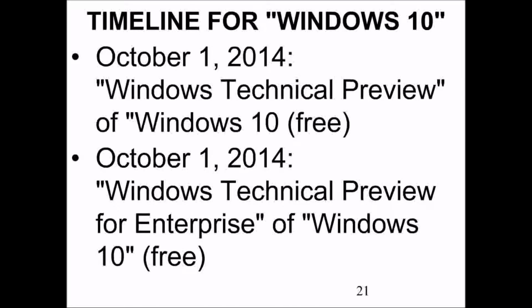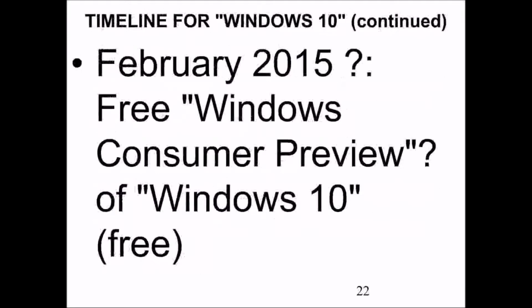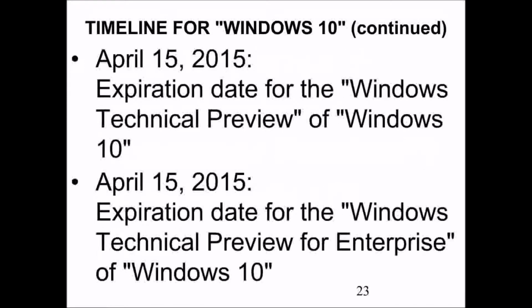People are always asking about what kind of timing is going to be involved for Windows 10. Windows 10, the two versions came out of the Windows Technical Preview, they're both free, on October 1st. Sometime around February 2015, maybe as late as March, they're going to come out and release the free Windows Consumer Preview.